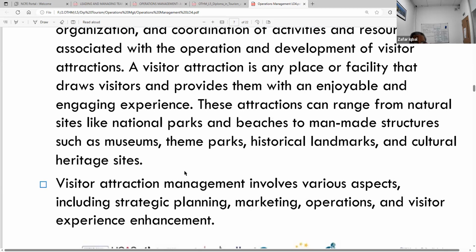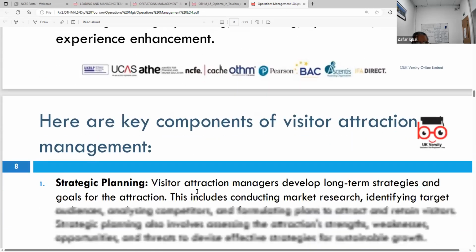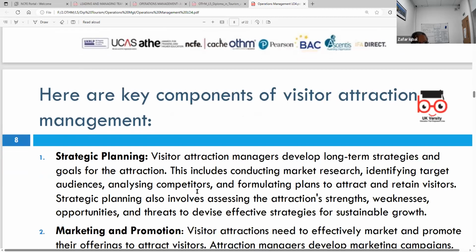These places can range from museums, national parks, historical places or cultural sites, to beaches, man-made structures, zoological parks or wherever. So it's very important that these attractions are managed well, planned well, marketed well and operated well, so that they are enhancing. So what are the key elements or key components of a visitor attraction management system?